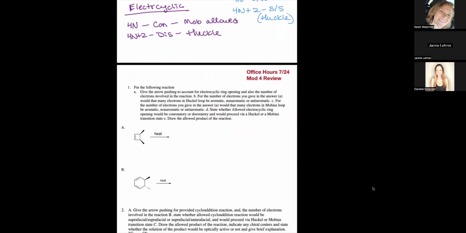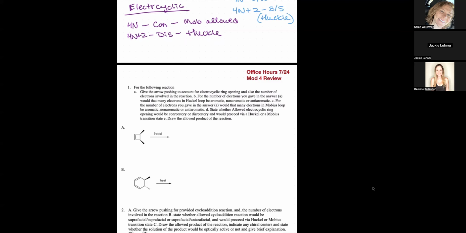Okay, so for the following reactions, give the arrow pushing to account for electrocyclic ring opening and also the number of electrons involved in the reaction. For the number of electrons you give in the answer, would that many electrons in a Huckel loop be aromatic, non-aromatic, or anti-aromatic? And in the Mobius loop? State whether the allowed electrocyclic ring opening would be conrotatory or disrotatory, and would proceed via a Huckel or Mobius transition state. Draw the allowed product, right?